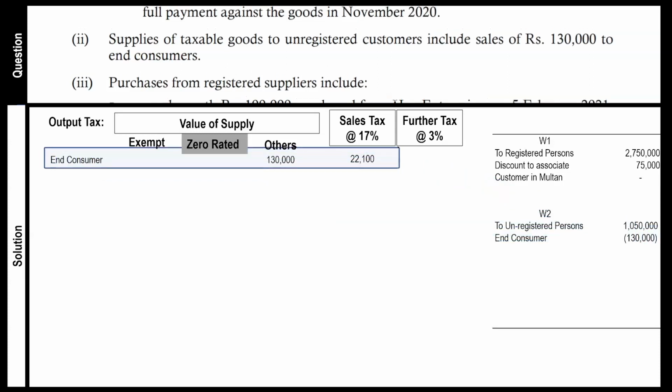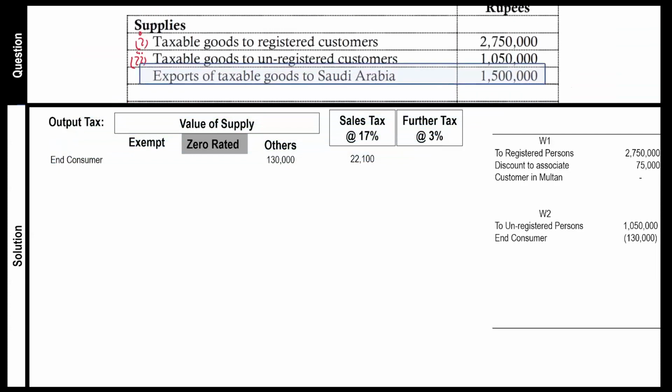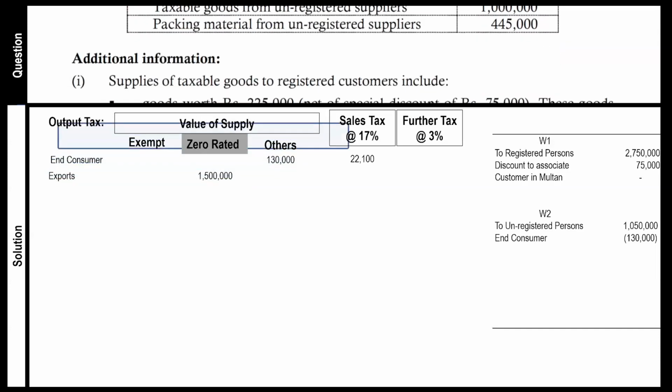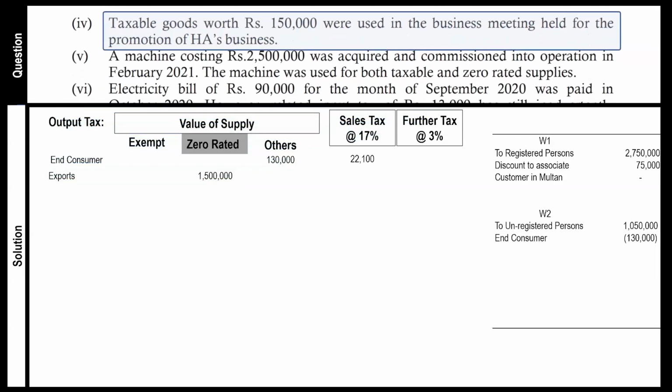Next information in table is about exports of rupees 1.5 million. Export is always a zero-rated item. So mention rupees 1.5 million under zero-rated category. There is some independent information about sales also. Let's talk about it also.